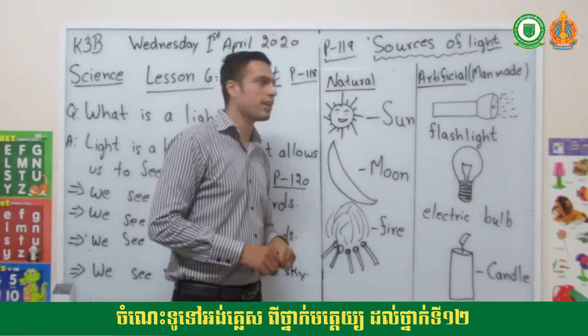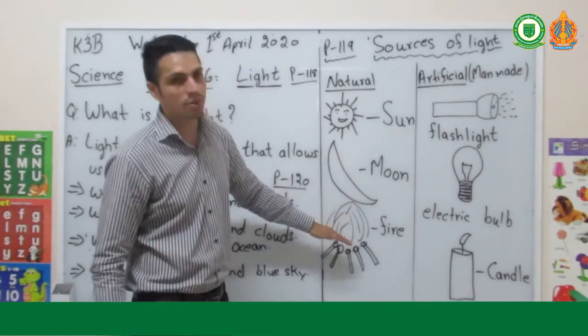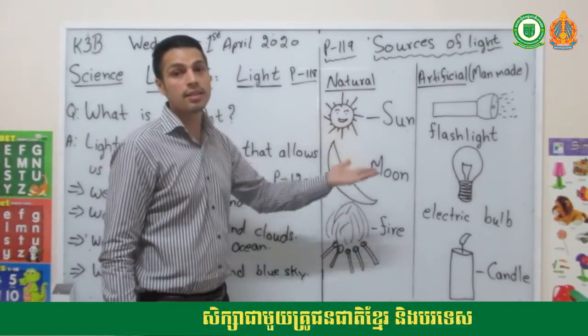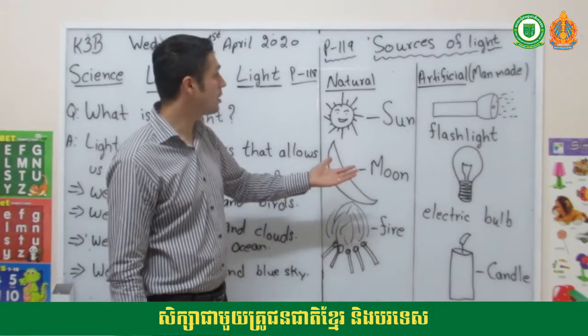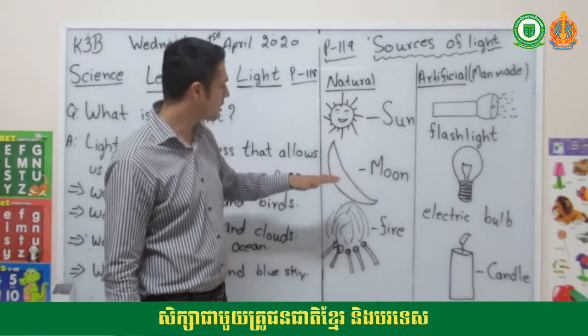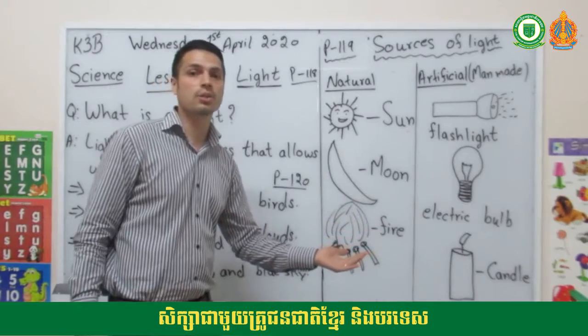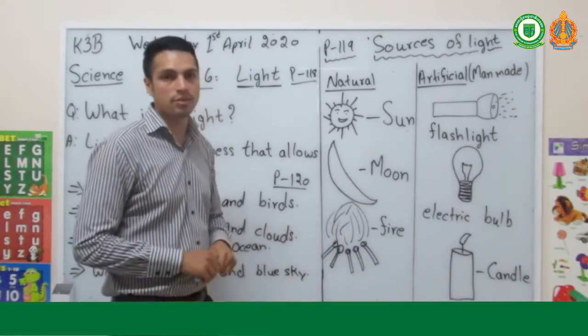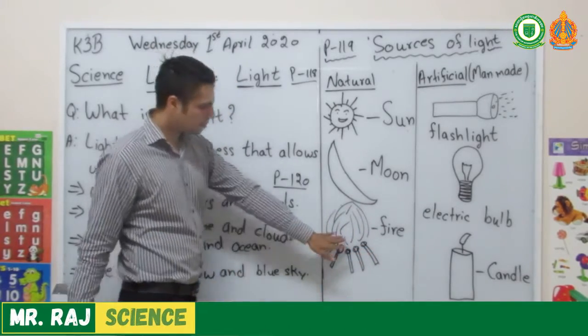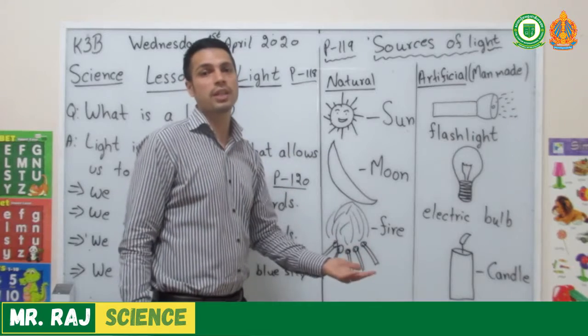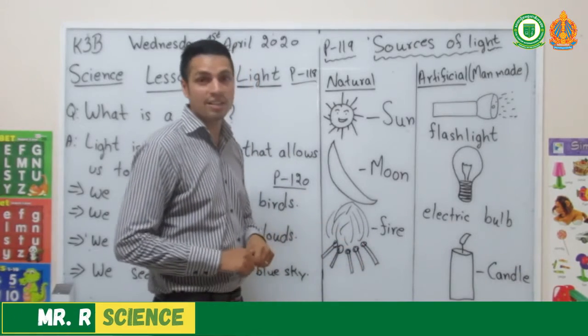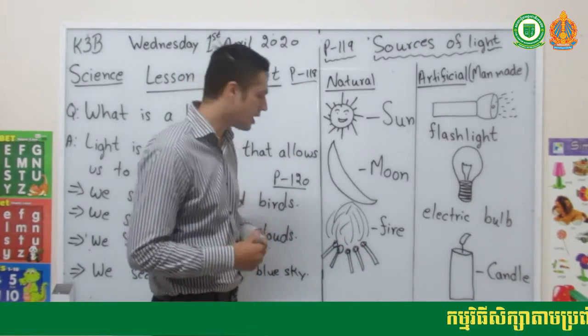And fire. All these are natural sources. The sun is a natural source of light. And the moon is also a natural source of light. Fire also helps us to see things. So fire is also a natural source of light.